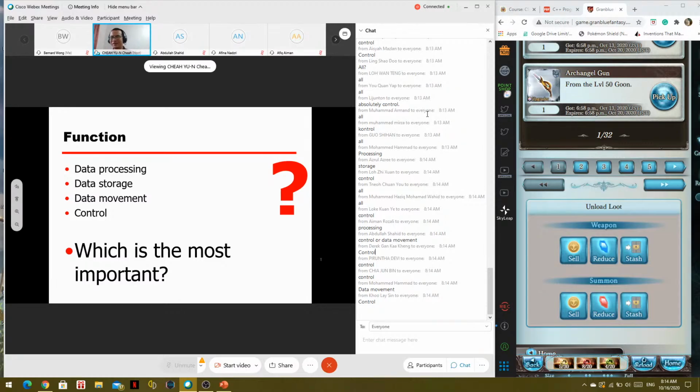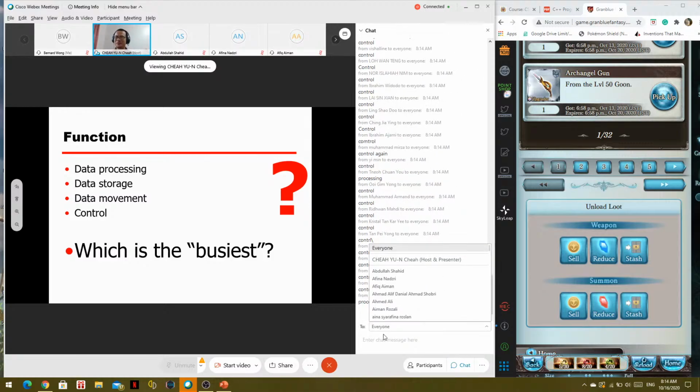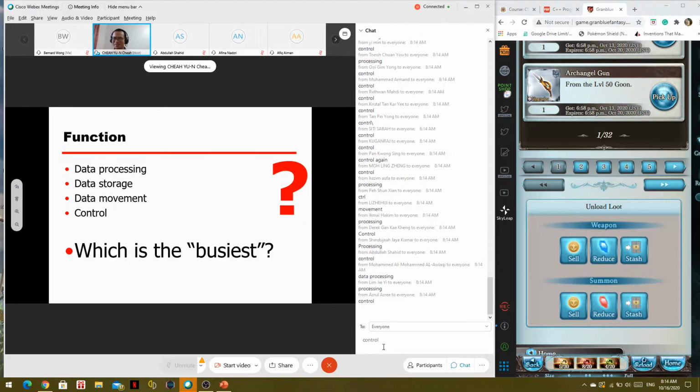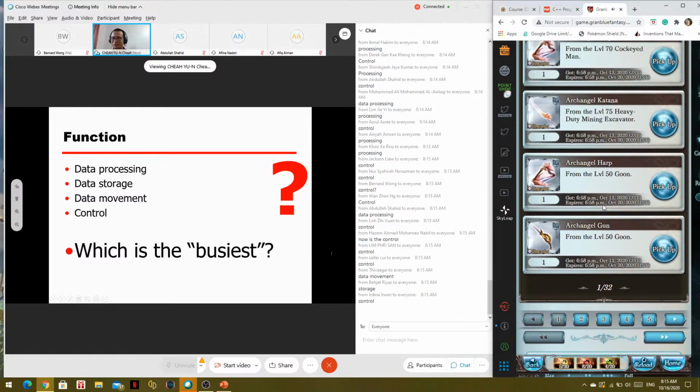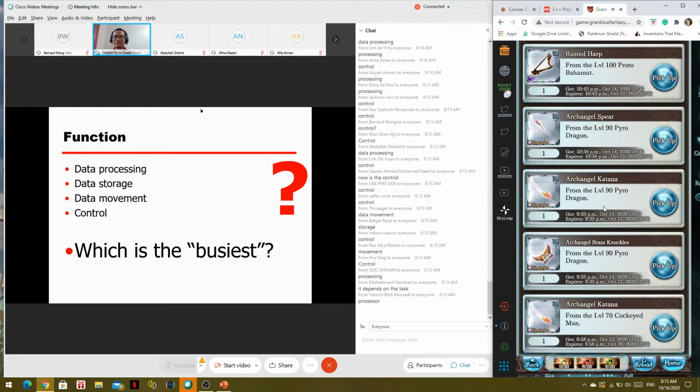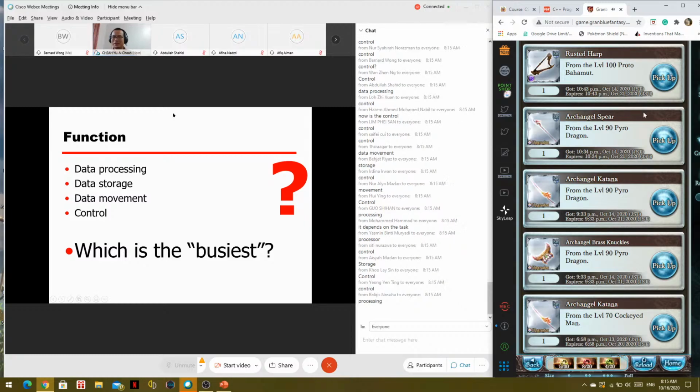Do you think there's a right and a wrong answer? Let's see. Which do you think is the busiest among the 4 functions? Again, maybe you can share in the chat. Control again, processing, control, processing, control, processing. Some of you now changed your mind. Now it's control. Okay, keep it coming.